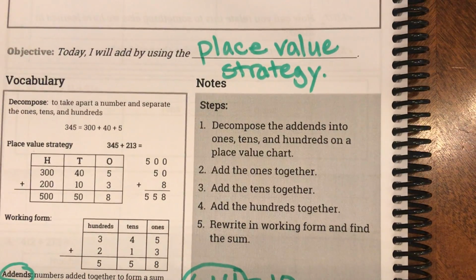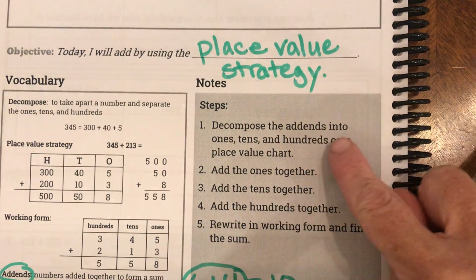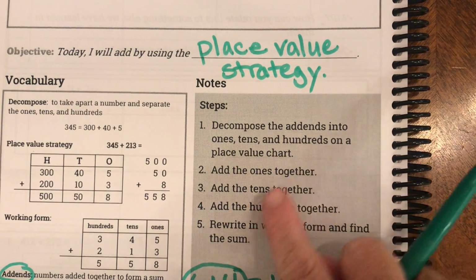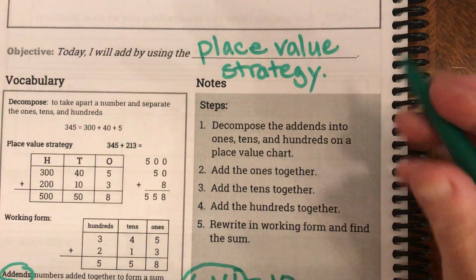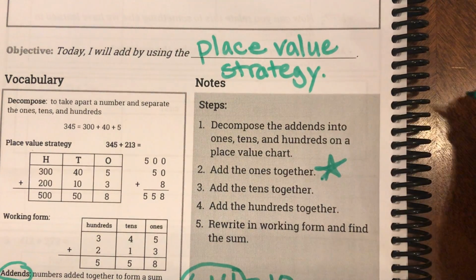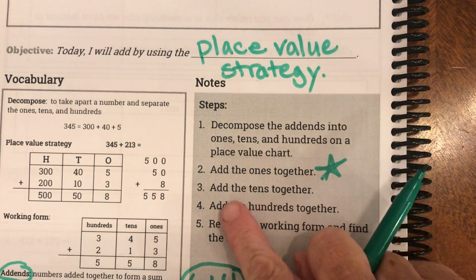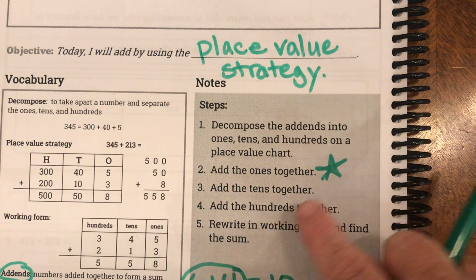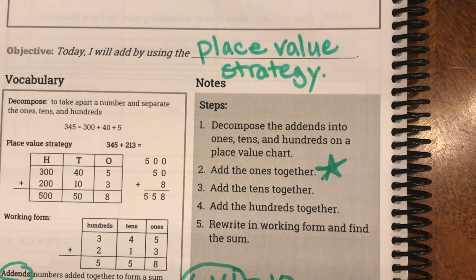Okay, our steps today say we're going to decompose the add-ins and put them on the place value chart. And then we're always going to add the ones together first. So add the ones and then the tens, and then if there's hundreds, we'll do hundreds. And then we're going to do working form.